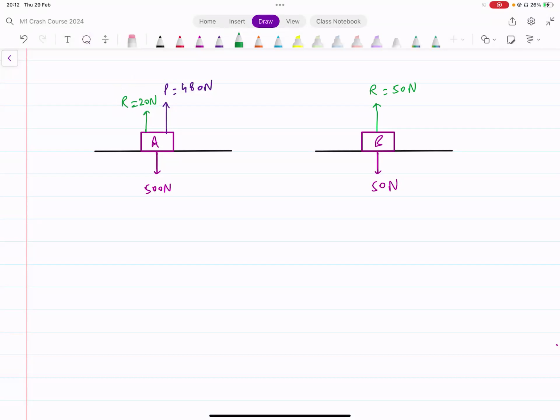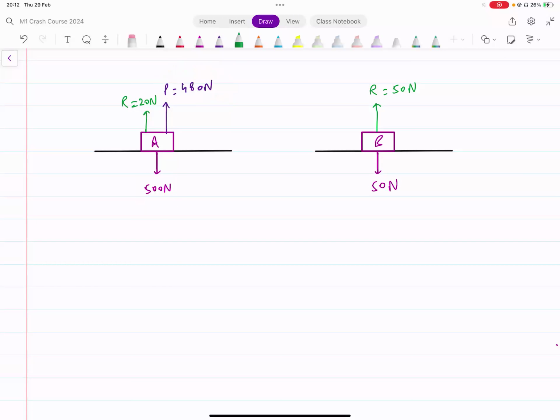Now, in this case, if you think about the first block, what is the strength of contact of this block A with the surface? Yes, it has a weight of 500 Newton, but the problem is you're also applying a force of 480 Newton upwards. So 480 out of that 500 is actually neutralized. It's countered by this 480 Newton force.